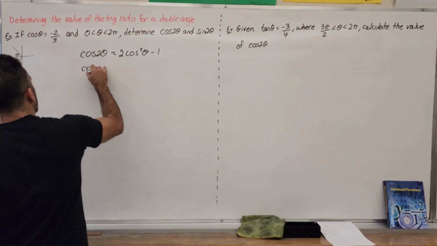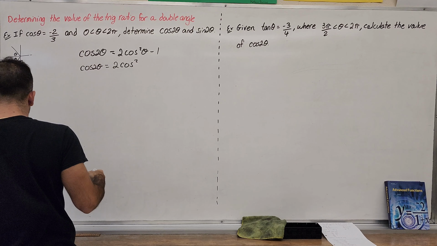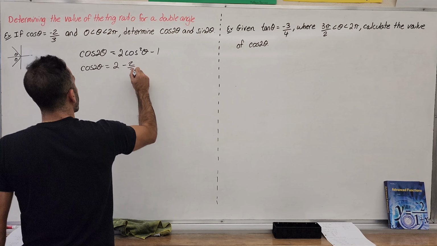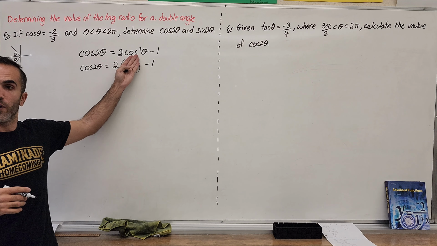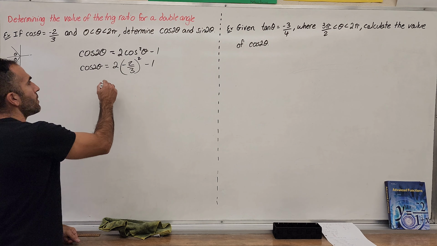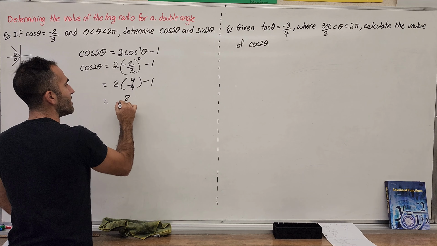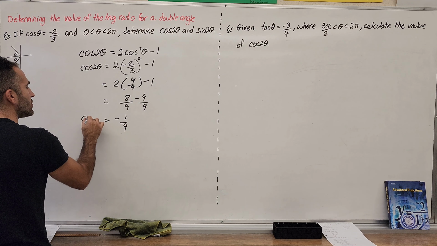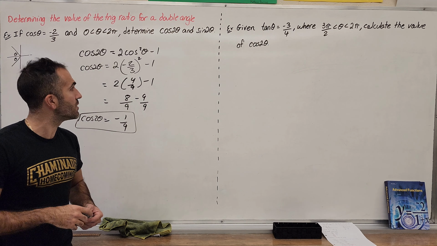So cos of 2 theta is going to be equal to this. Plug in the ratio. Cos theta is negative 2 over 3. I don't know if this is the first time you see a square in trig. It shouldn't be. But if the whole ratio is squared, then the ratio is squared. This becomes 2 times 4 over 9 minus 1. That's 8 over 9 minus 9 over 9, negative 1 over 9. So cos of 2 theta is negative 1 over 9. Easy, we don't have to do much in that one.